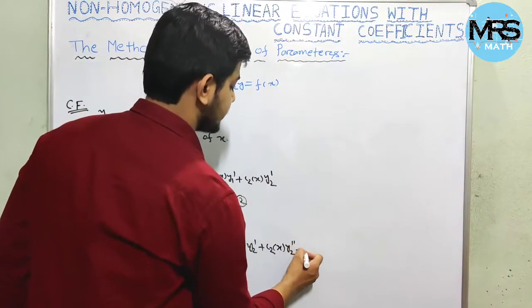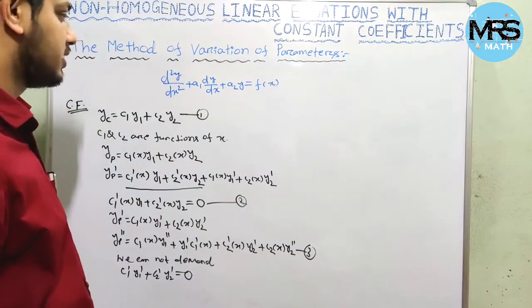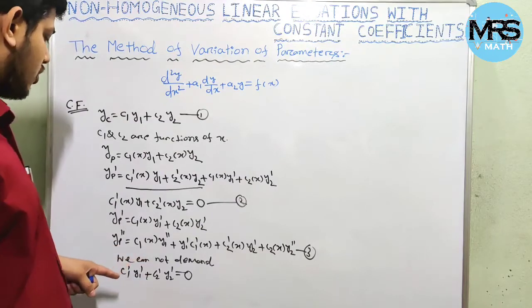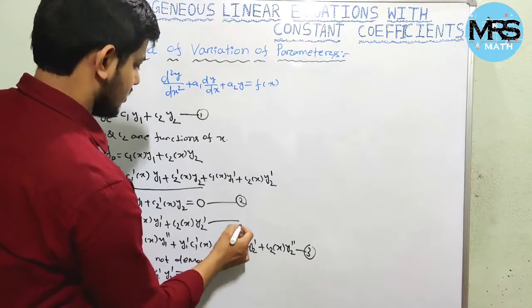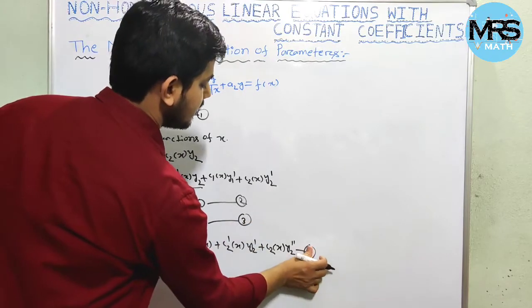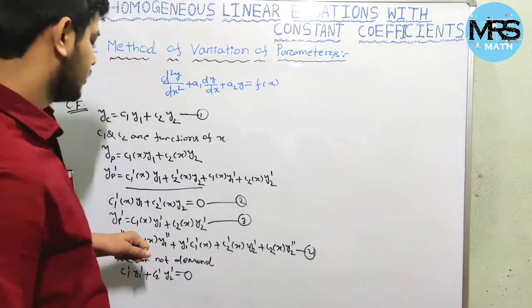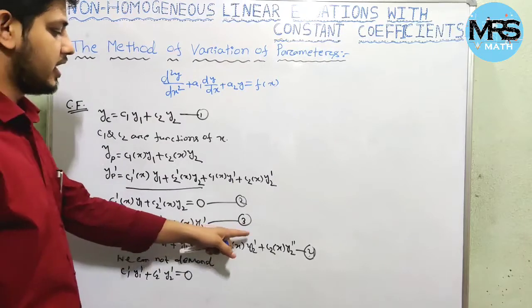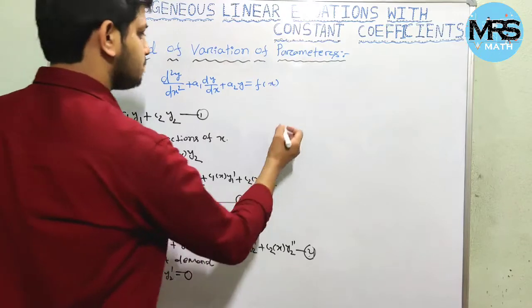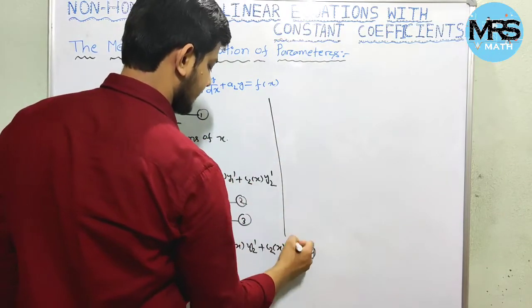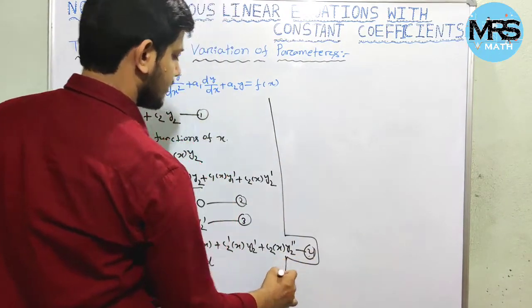Okay, so let us take this as equation number 3 and this as 4. So from 3 and 4, if we apply here, then what will we get?